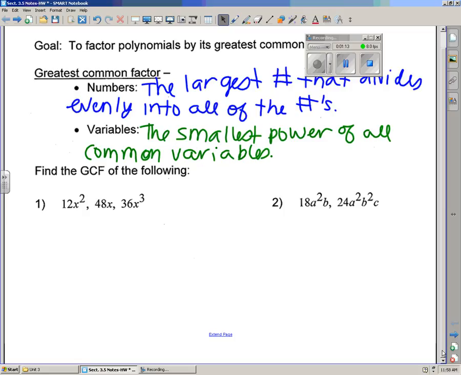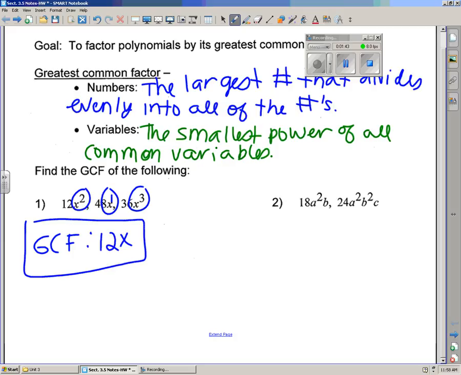Between the 12, the 48, and the 36, the largest number that divides evenly into all three of those numbers happens to be 12. And in terms of the variables, I've got x to the second, x to the first, and x cubed. Well, the most amount of x's I can divide out evenly from all of them would just be x to the first, because I can't take out x cubed if I only have x to the first power. So I'm looking for the smallest power of whatever's common in terms of the variables. There's your GCF there.